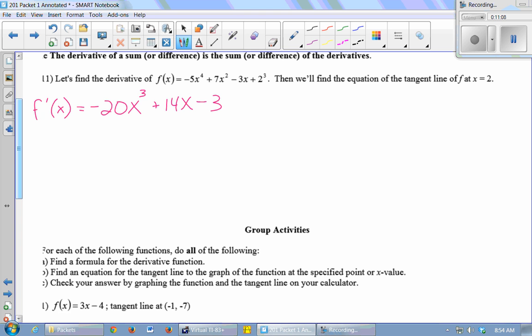So I was trying to trick you into trying to do the power rule, but that only applies when you have a variable. Anything without a variable, when you take its derivative, it becomes 0.